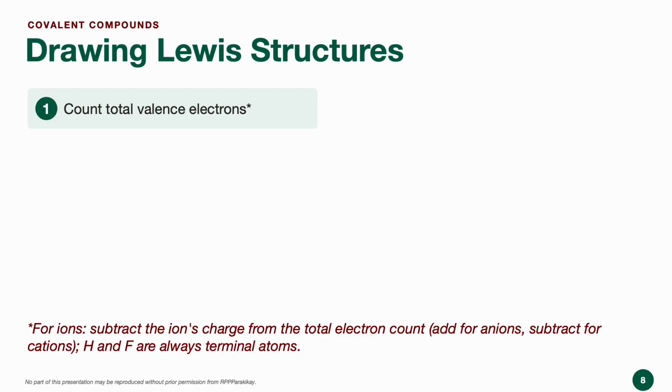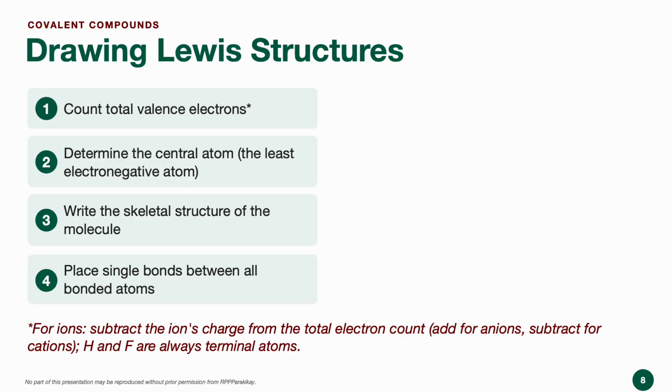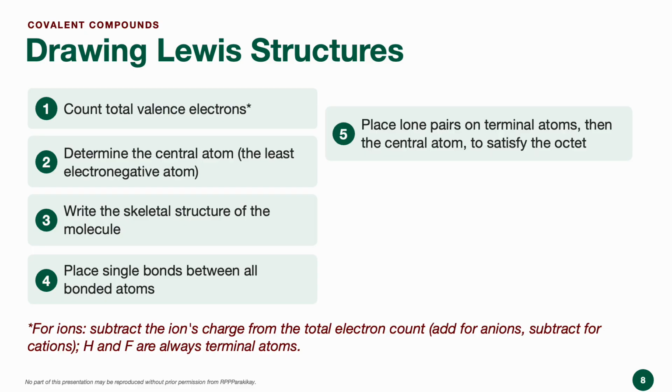Next, pick the central atom. It's whichever atom is least electronegative, since that atom is the most willing to be surrounded by other atoms. Note that some atoms are always terminal, such as hydrogen and fluorine. And next, from there, sketch the skeleton, connect every bonded pair with a single bond, and start filling in lone pairs, terminal atoms first, to get everyone to an octet.